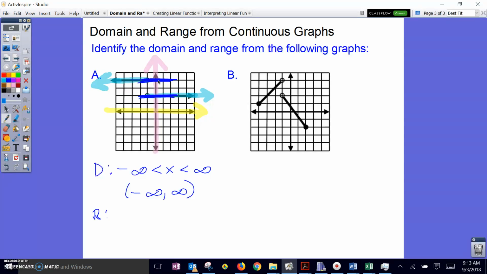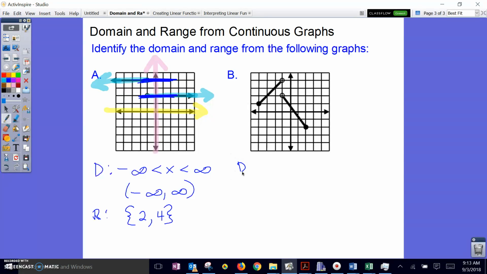And so, even though this graph is continuous, the range has distinct values in it. So I'm going to write it like a set, just like I wrote the sets when I was writing discrete graphs. And so my range here is going to be the set. It contains 2 and 4. Those are the only y values that appear on this graph. So that's going to be our range.